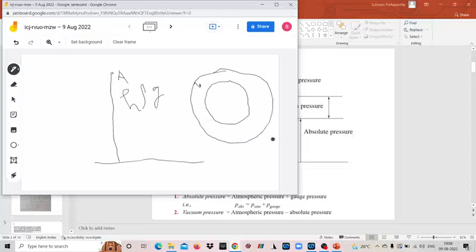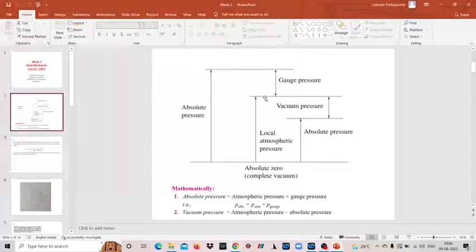total depth of the atmosphere is the atmospheric pressure. So this is, say, our atmospheric pressure line. When you consider the atmospheric pressure as the reference level or the datum level, and when you measure the pressure with respect to the atmospheric pressure, it is known as gauge pressure. Means the same point A, when the pressure at the same point A is measured with respect to the atmospheric pressure level, it is known as gauge pressure.